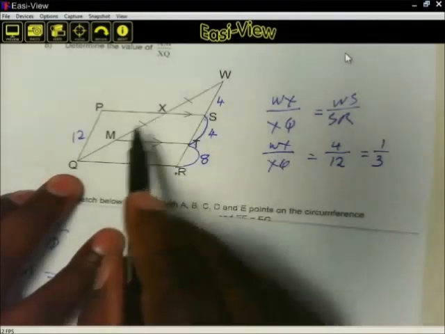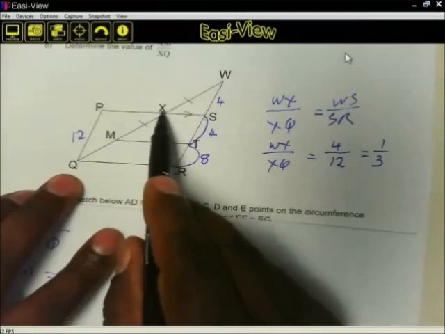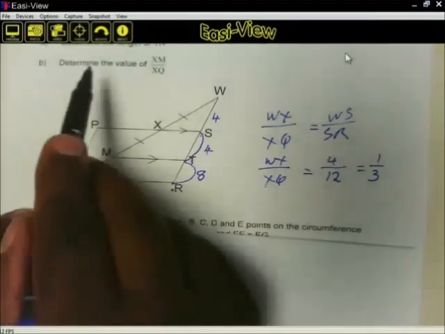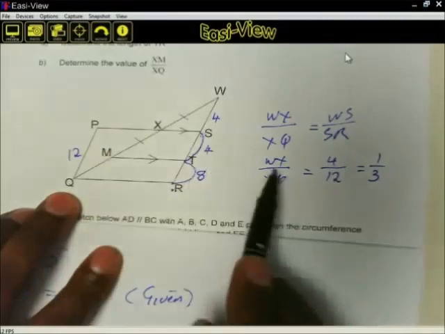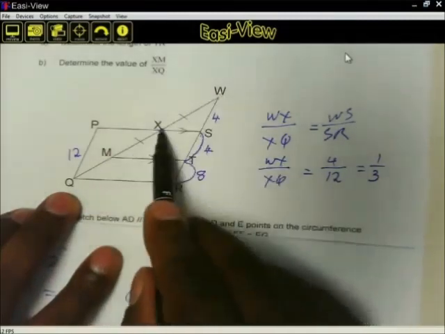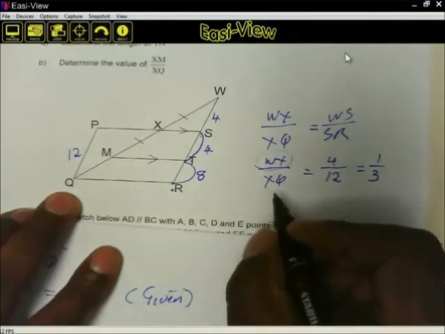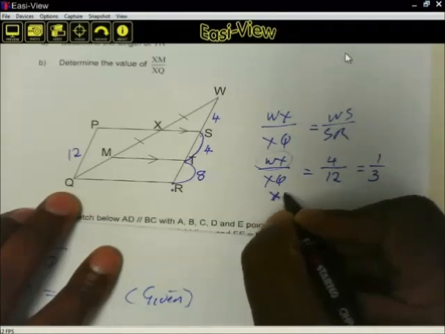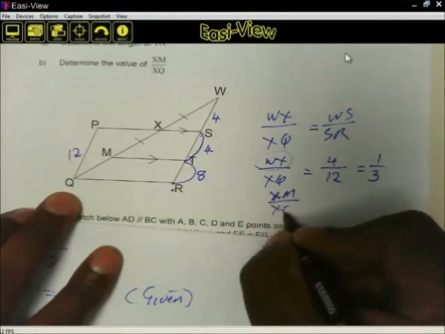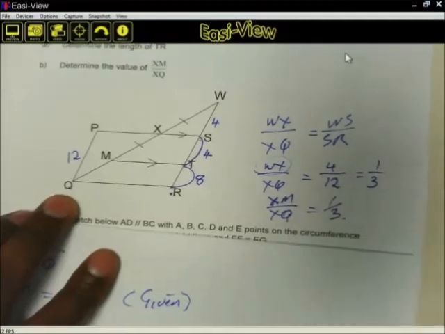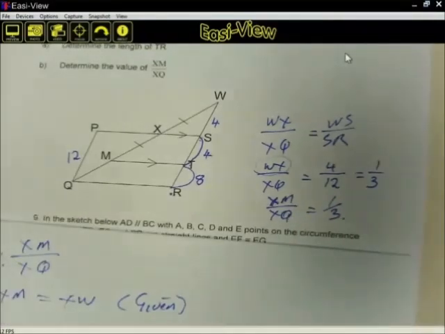Remember WX is equal to XM. The question is to determine the value of XM over XQ. Instead of WX here, I substitute XM. Therefore XM over XQ becomes 1 over 3. This is another problem where we applied the theorem that a line parallel to a side of a triangle divides the other two sides in the same proportion.